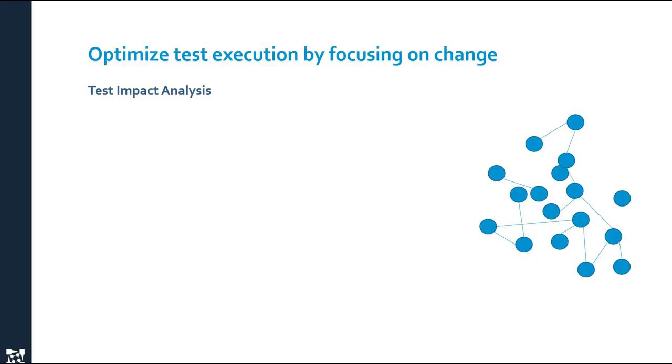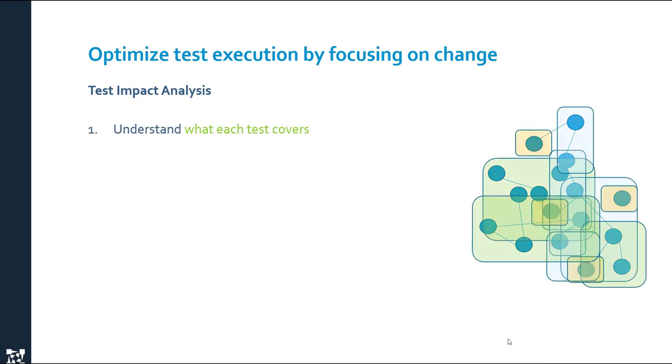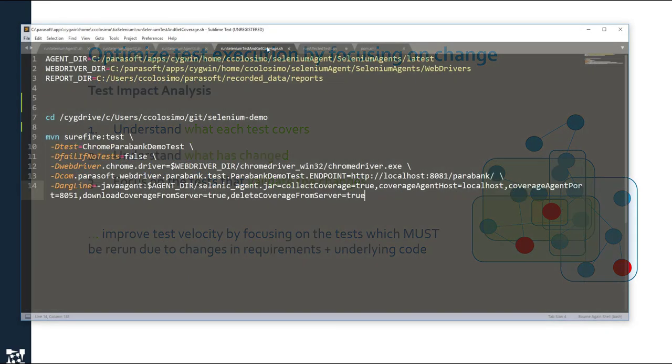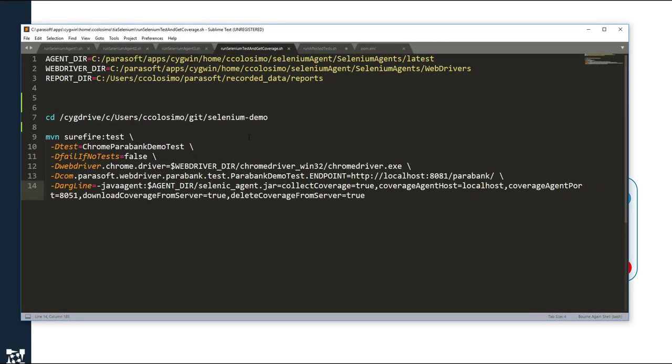With test impact analysis, you can understand which code each test case covers. Then, by identifying what's changed in the new application, you can immediately identify the subset of tests that you need to run to validate those changes. So let's go ahead and look at that in action.